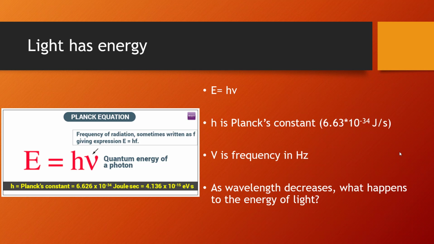So what happens here with this equation is that you have the amount of energy, E, is equal to h, which is Planck's constant, 6.63 times 10 to the negative fourth joules per second, multiplied by v, which is the frequency of that light. As the wavelength decreases, your frequency is going to increase, which means the energy is going to increase. So blue light has more energy than yellow light.